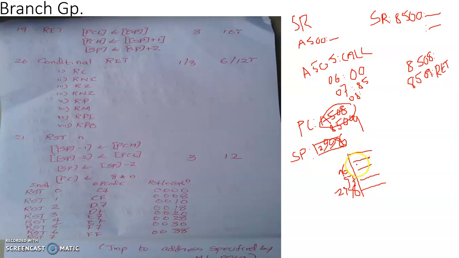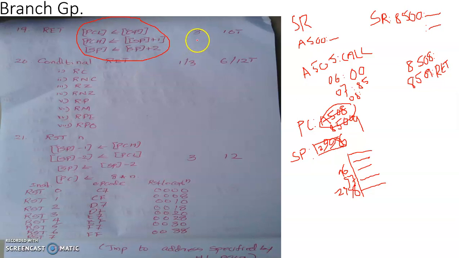Then the new stack pointer content must be the earlier stack pointer content 2996 plus 2, because that happens to be the maximum filled stack location as of now. Then the stack pointer will be incremented by 2. So this will be the activity performed by the processor upon execution of this return instruction.